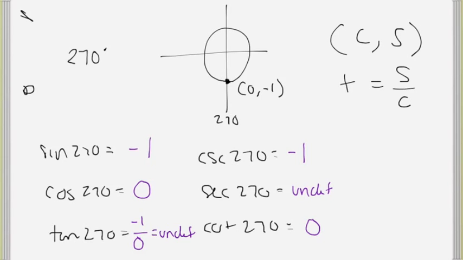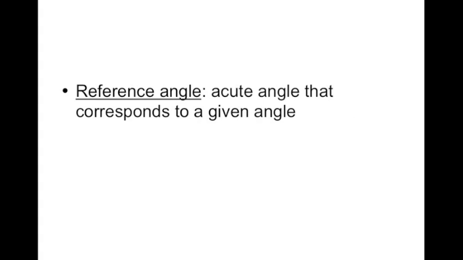Questions? The last thing we're going to talk about today is a reference angle. We've actually already done reference angles, so this really isn't anything new. We're just defining the term that goes along with it.